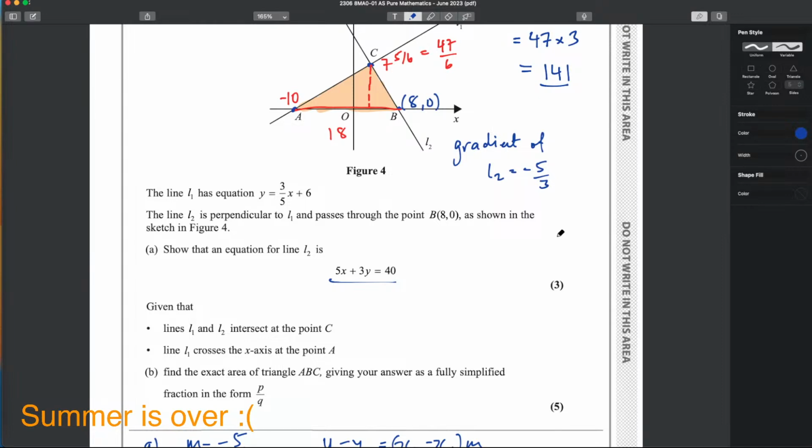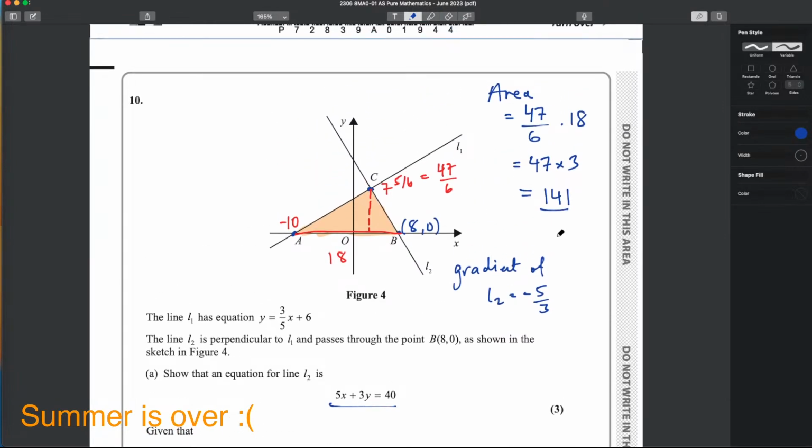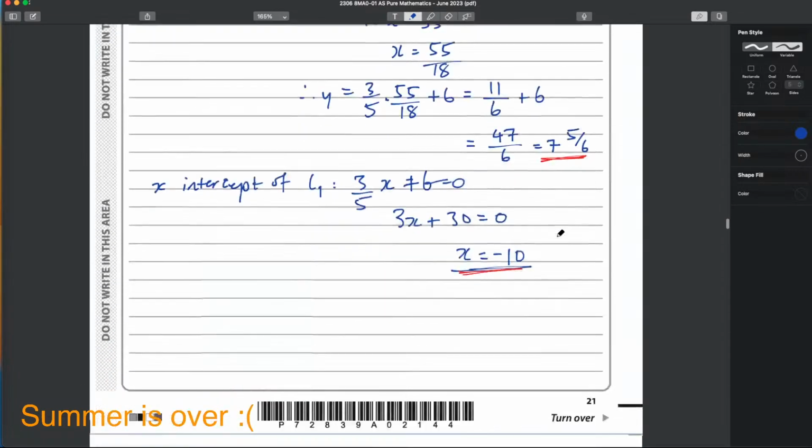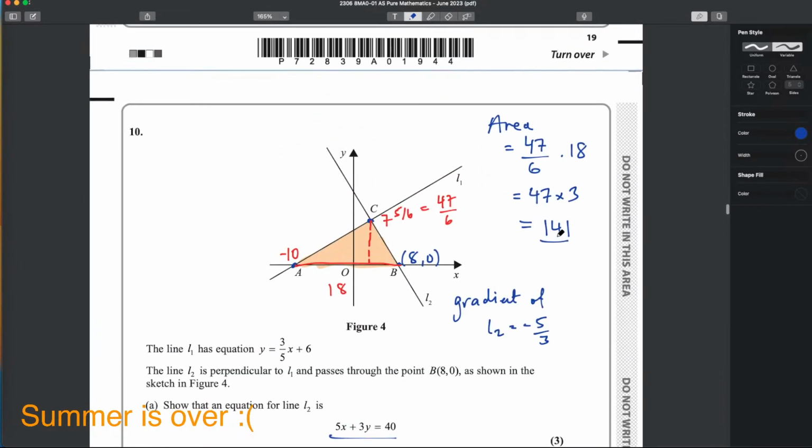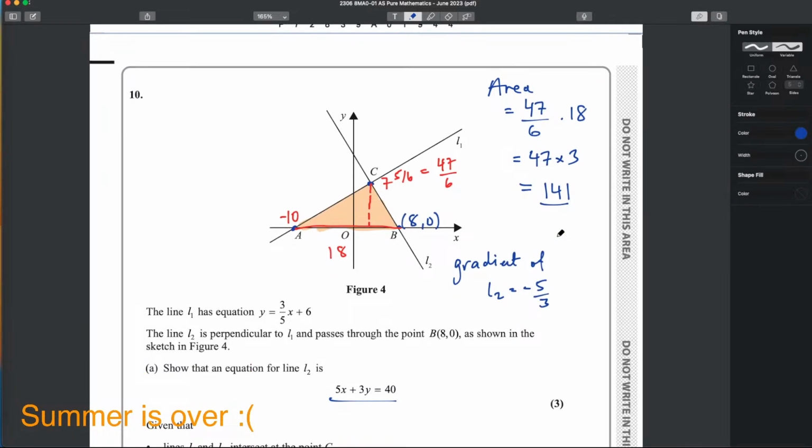Oh no, it's a fraction. Oh man. Divided by 2. Divided by 2. Never forget the divided by 2. Jeez. 141 on 2.